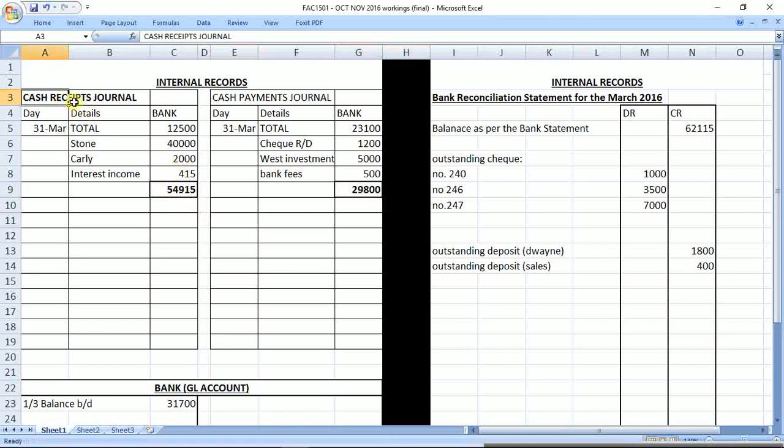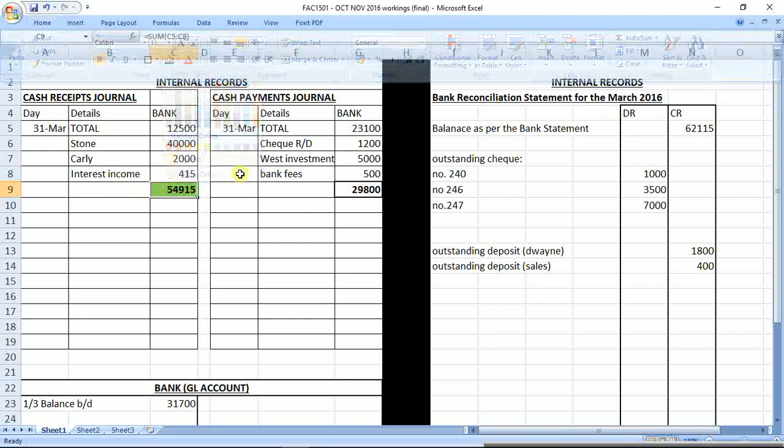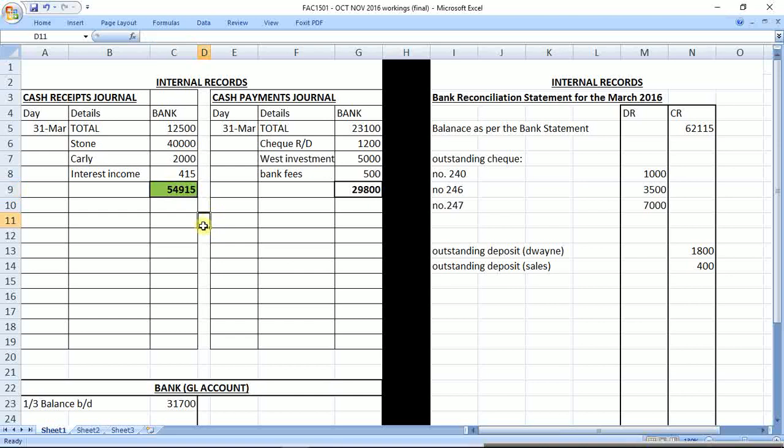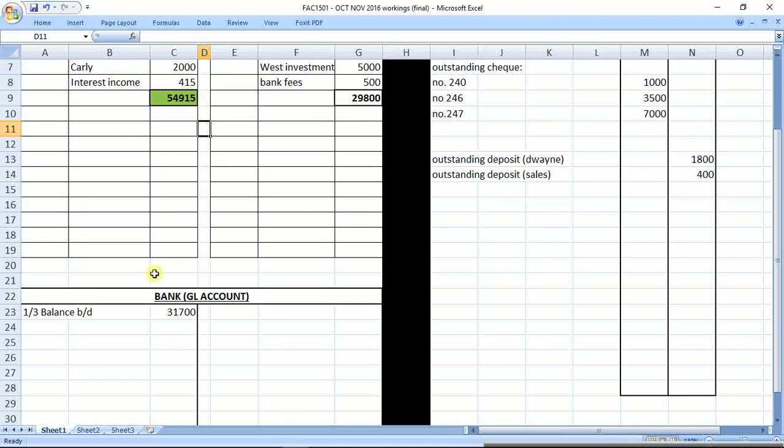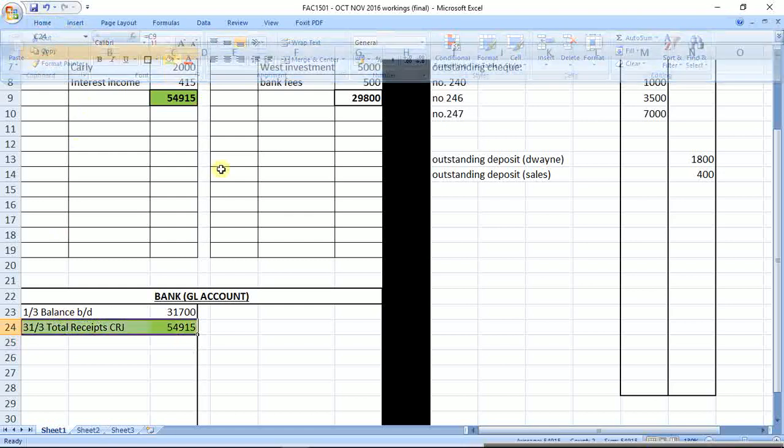What will your cash receipts do to your bank T account? Increase or decrease? Increase, good. So if it increases, where would it go? Debit or credit? Bank is what type of account? On the debit side. Yes, there you go. 31st of the 3rd, total receipts, cash receipts journal equals that amount there. Make sense?